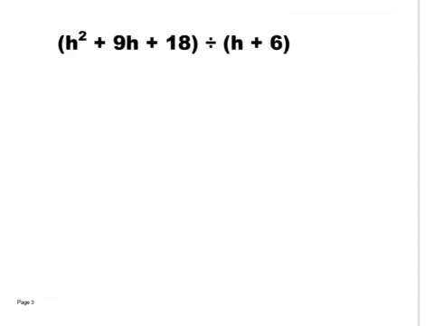Alright, let's do h squared plus 9h plus 18 divided by a binomial, which is h plus 6. Before we were dividing by monomials, this is going to be dividing by binomials. Monomials have one term, like 2x. And this is a binomial because it has two terms, h plus 6. h is one term, 6 is one term, right?